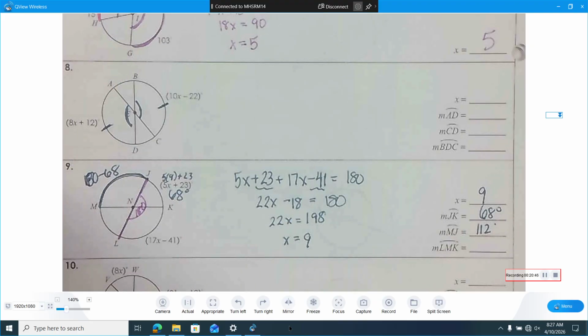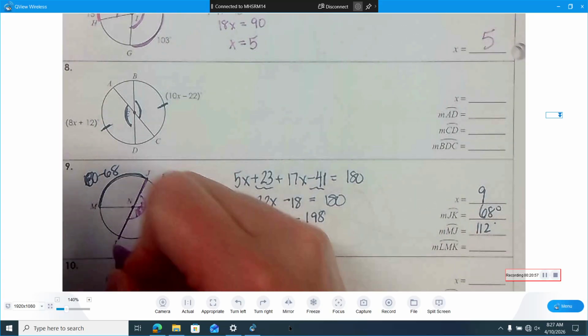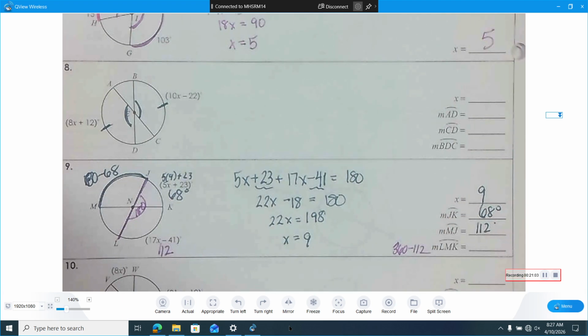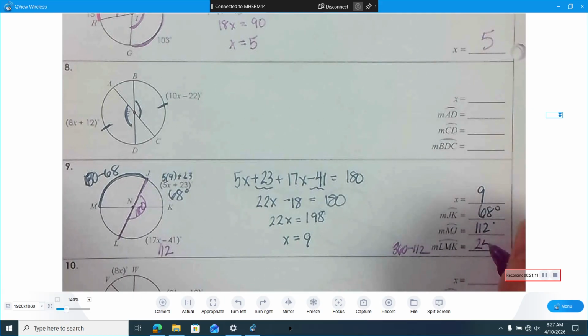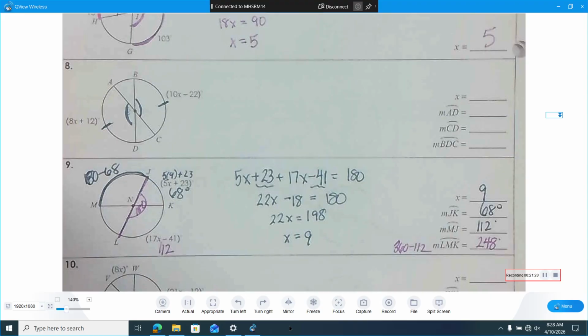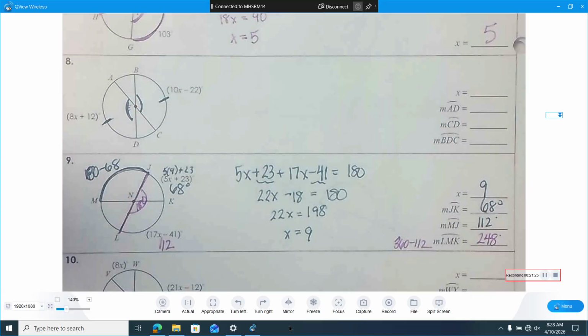Yeah. And then it wants to measure a big arc, LMK. If this is 112, 248. Yeah, 360 minus 112. Well, I did 180 plus 68. And what'd you get? 248. That's what I got too. Yep. Lots of ways, yeah? It's kind of cool. You're ready? You're good? Yeah. All right. Awesome sauce.